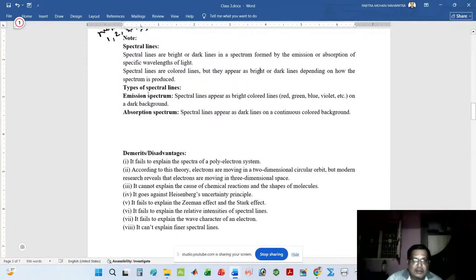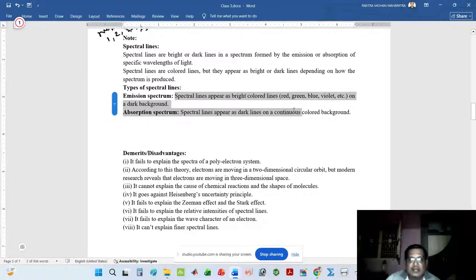There are two types of spectral lines. One is the emission spectrum, another is the absorption spectrum. In an emission spectrum, spectral lines appear as bright colored lines on a dark background. A dark background is given.